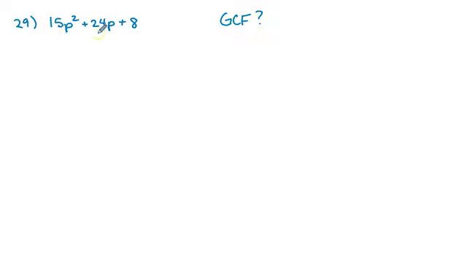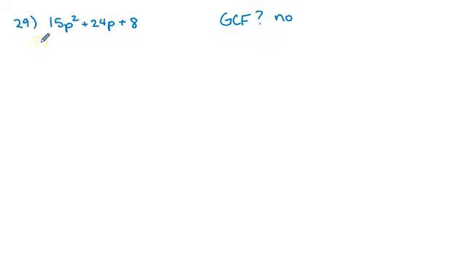So 15, 24, and 8. Do they have a common factor? No, just 1. Nothing greater than 1. And then there's a p squared and a p, but there's no p on the last one. So there's no greatest common factor.